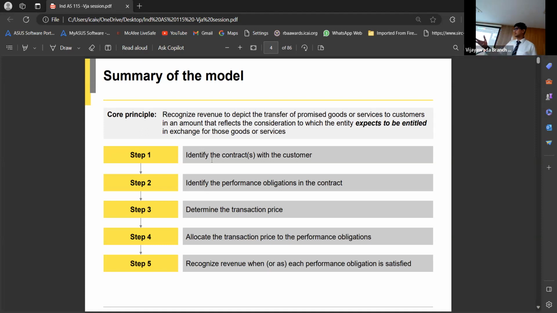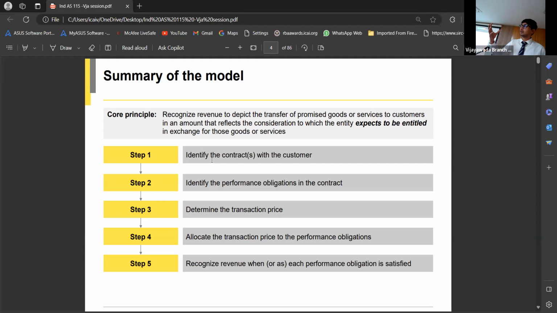Transaction price adjustment, whatever examples I've given, probably some more examples we'll discuss. And there is one interesting concept in Ind AS 115 called contract costs. So what is contract cost? A lot of people don't know this. Usually we all look for ways and means to spread the cost across periods as accountants. I mean, auditors will discourage, but accountants would want to do it. This is one way of doing it, contract costs. So very, very interesting concept.